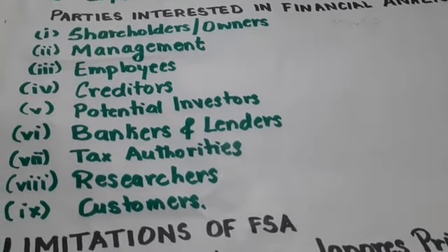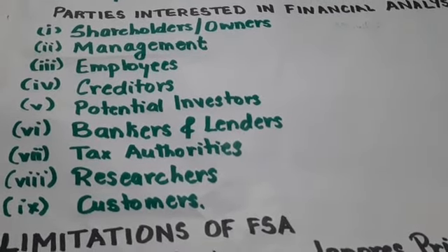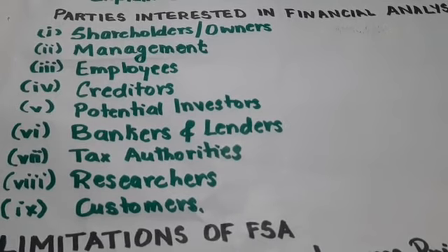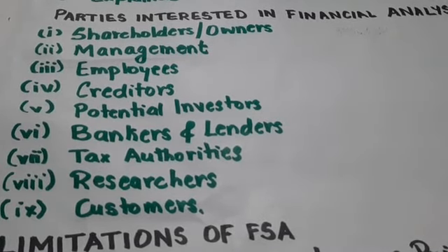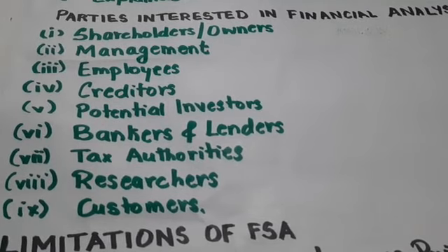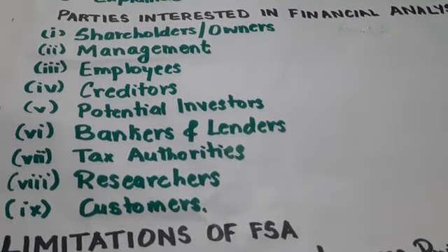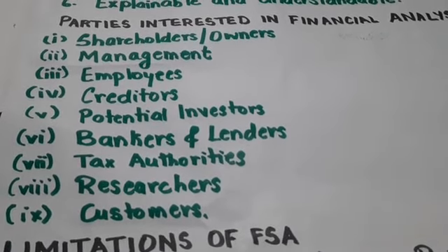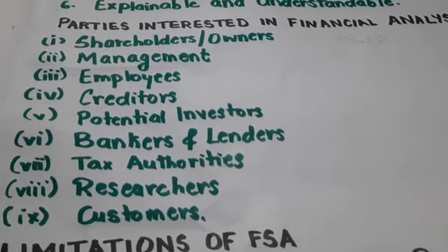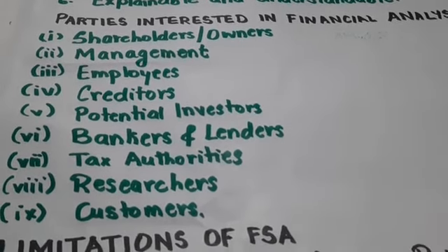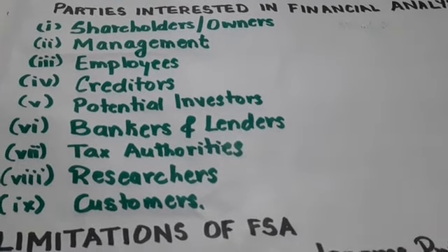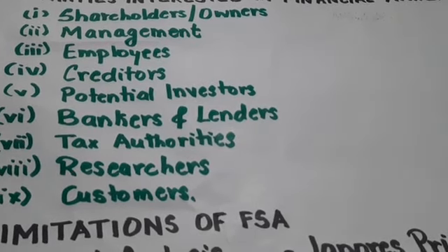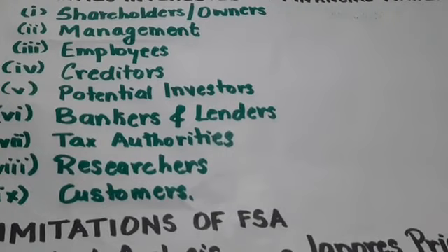The first one is shareholders or owners. They are interested in financial analysis as they invest their money and they are on the riskier side. So they want to know whether they will get a good return on the investment and whether the amount is safe. Second one is management. Management depends on the analysis to make certain economic and financial decisions. Third one is employees. Employees get a bonus which is linked with the profit of the company. So for that they analyze the financial statements.